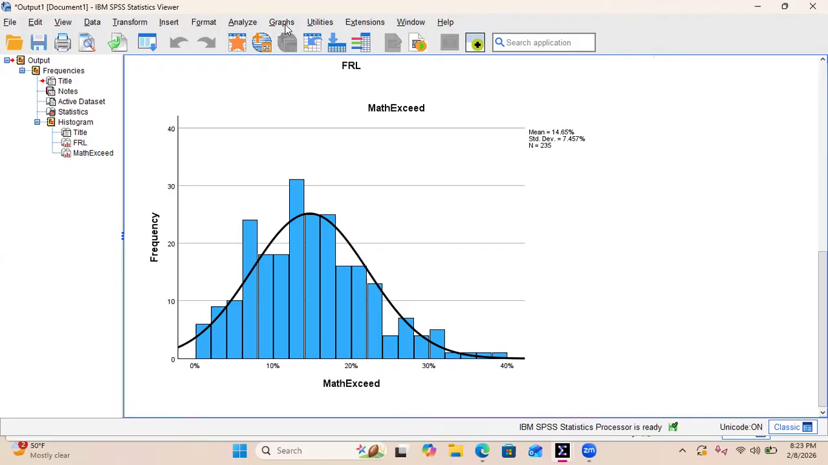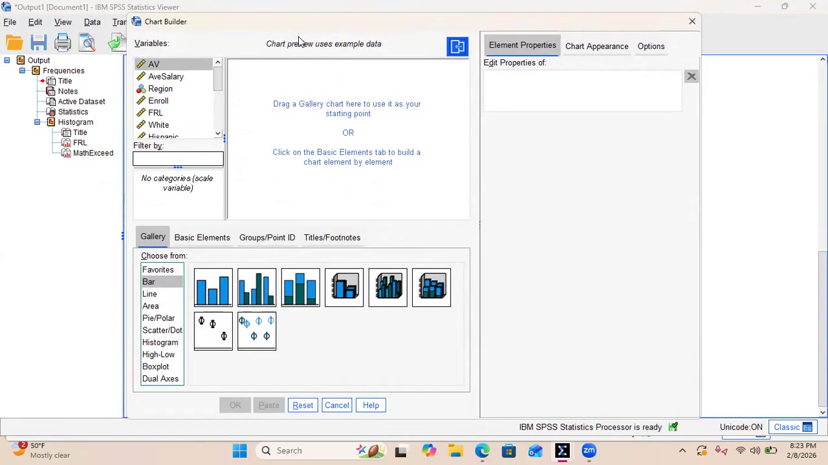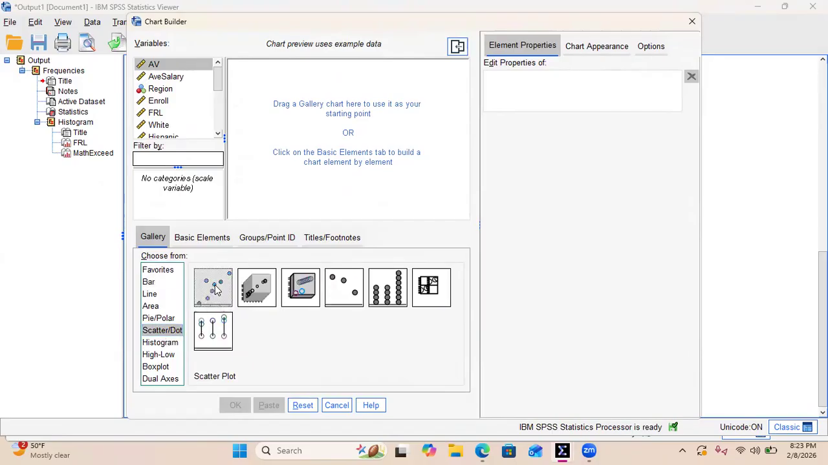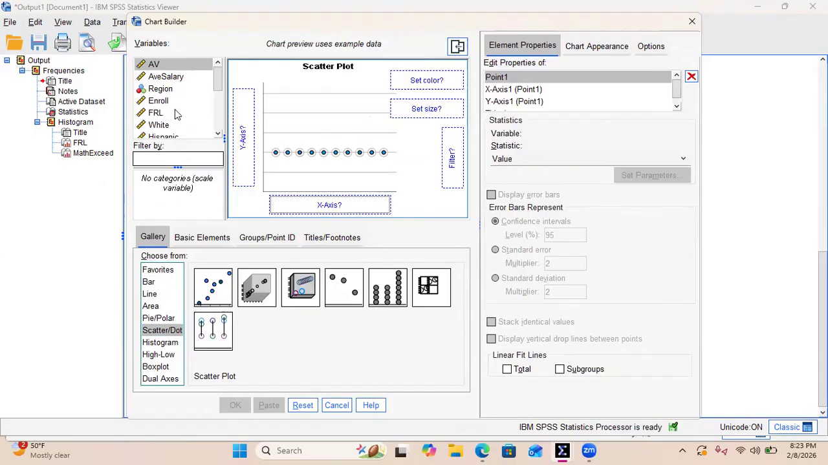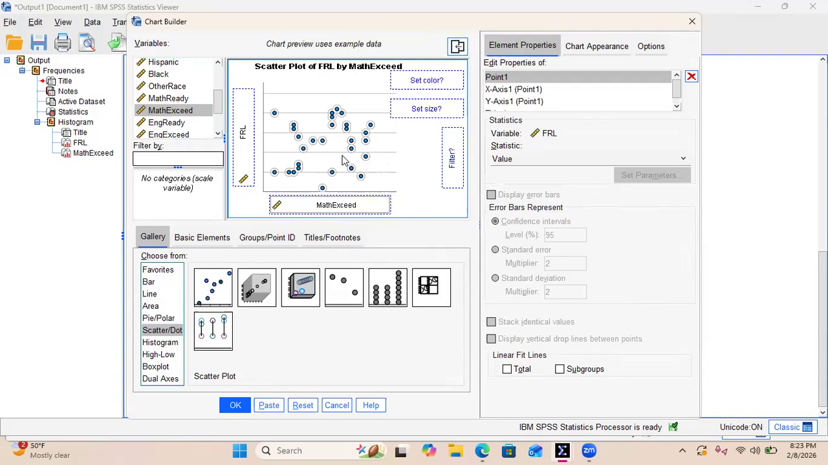Next, we're going to check for linearity. So we're just going to go up here to Graphs, click on Chart Builder. We're going to click on Scatter Dot and pull that up into this window. And then pull over our variables. So here we have free and reduced lunch, and then we need the math exceeding. Go ahead and pull that over.